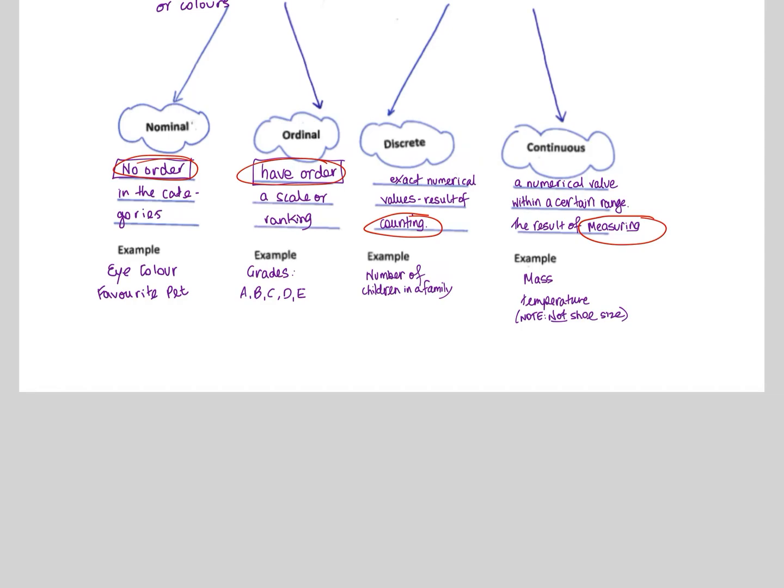Now, ordinal categorical data does have some sort of order. It has a scale or a ranking. And the best one I can think of for this is your grades. Okay, A, B, C, D, E. No numbers are used, but an A to an E obviously indicates some sort of order.